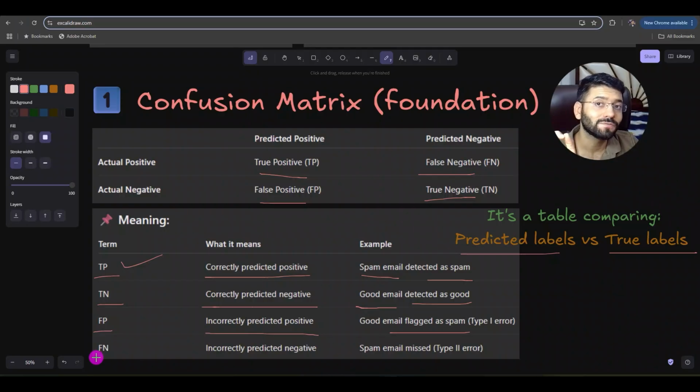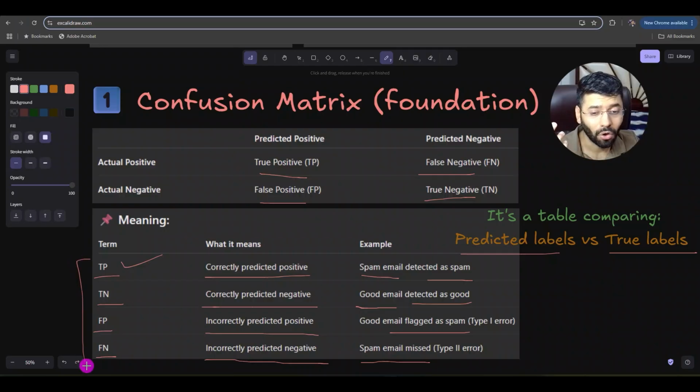And the last case is false negative, that is, we incorrectly predicted negative. An example of this in spam detection can be that we missed a spam email. There was a spam email, so we should have detected that, but we said no, it's not a spam email, so it was a false negative.